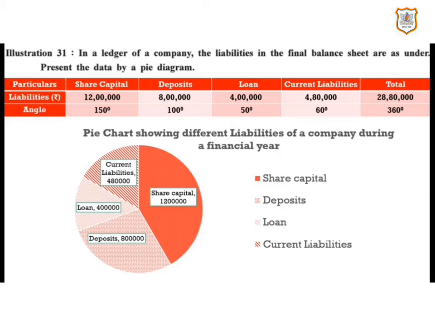is 4,80,000. And if we total it, the total of the circle is 360 degree and the total liability is 28,80,000. So here we are done with illustration 31. Let's solve illustration 32.